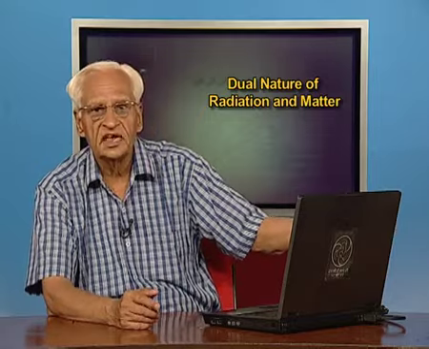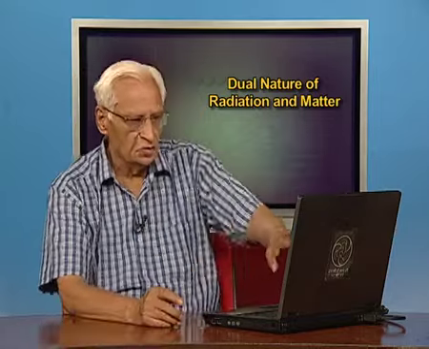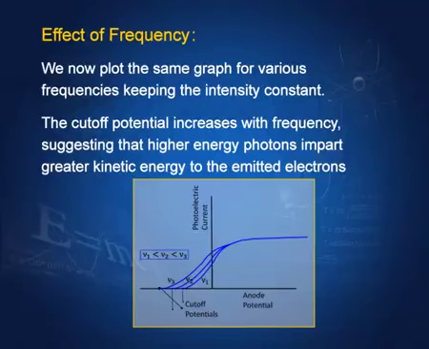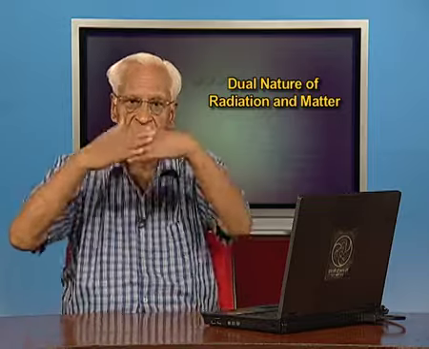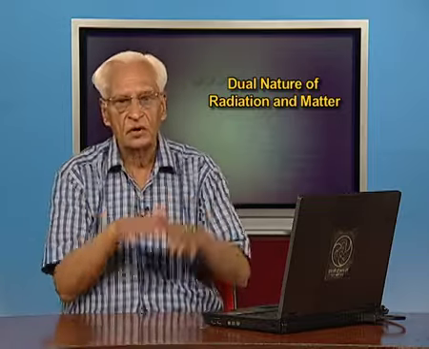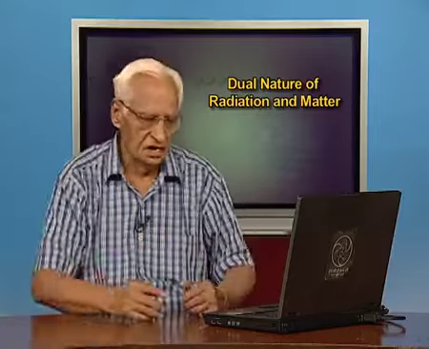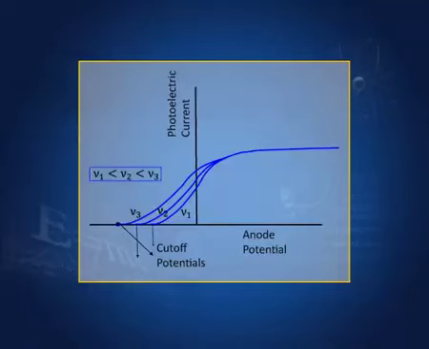Now, let us look at the effect of frequency. Let us look at the same diagram again. Now, intensity is constant and we are now going to change the frequency. Of course, it will be higher than the threshold, but we are going to vary it, but it remains always higher than the threshold, because below threshold frequency you do not have any current. So, when we change frequency, we are again plotting photoelectric current against anode potential, and we are changing the frequency. You see what is happening?